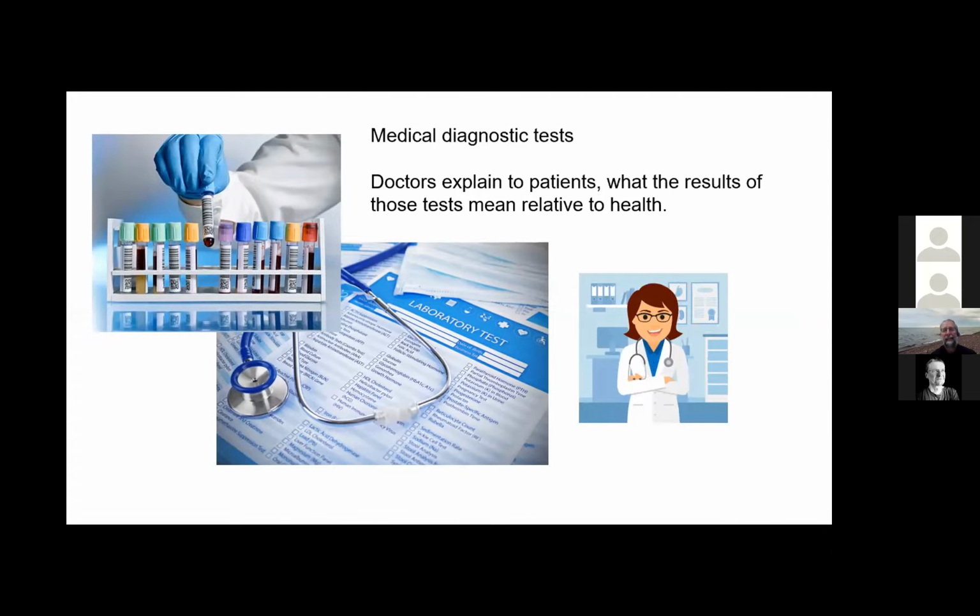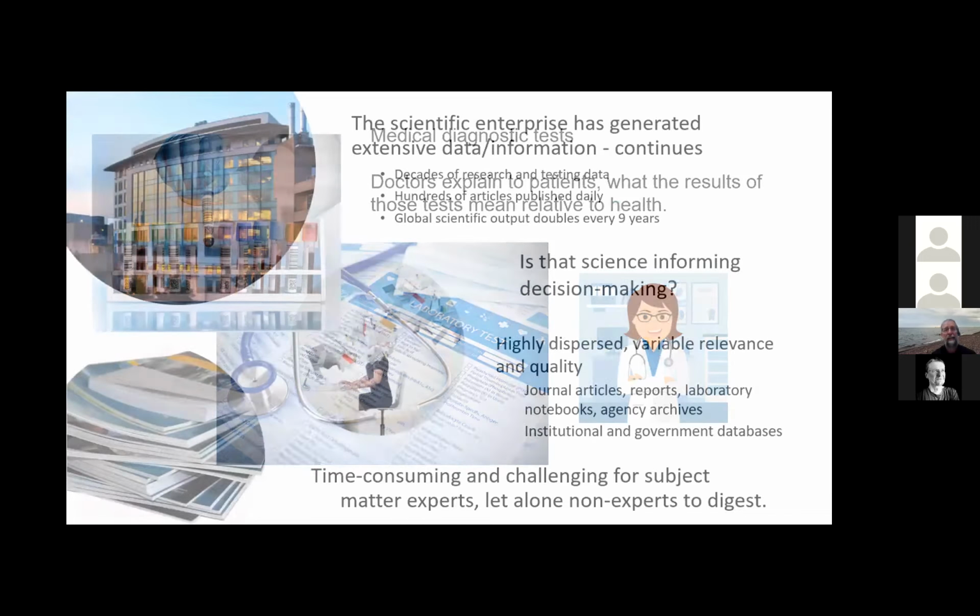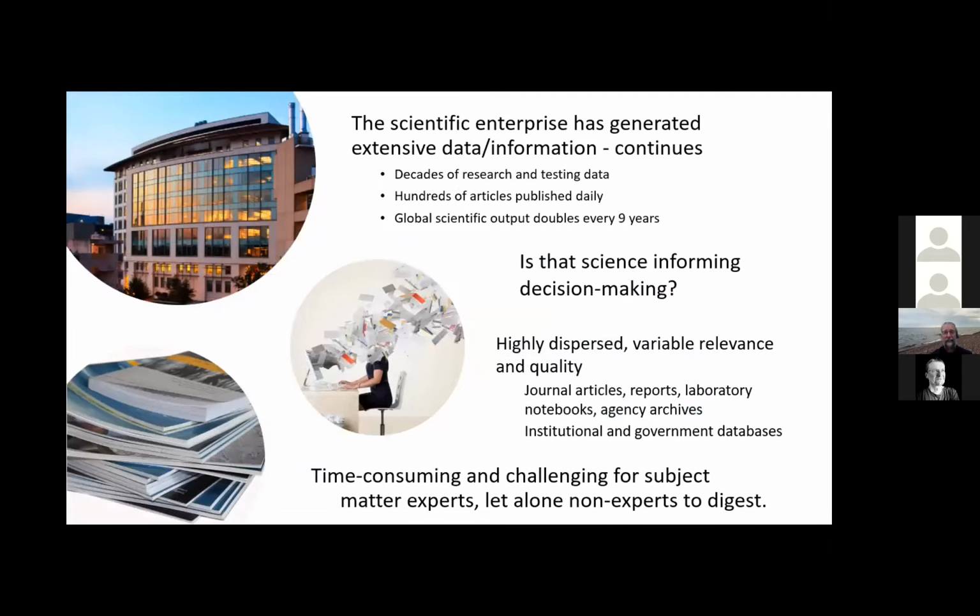And so in the context of chemical safety assessment or other decision-making contexts, how do we accumulate this knowledge and how do we make this kind of scientific information accessible to the people that need to make decisions based on it? Well, the scientific enterprise has generated extensive data and information, and that enterprise continues. We have decades of research and testing data available to us. There are hundreds of articles being published daily, and the global scientific output is doubling every 9 years. So there's this exponential growth of scientific information. But the question is, is that science actually informing decision making?